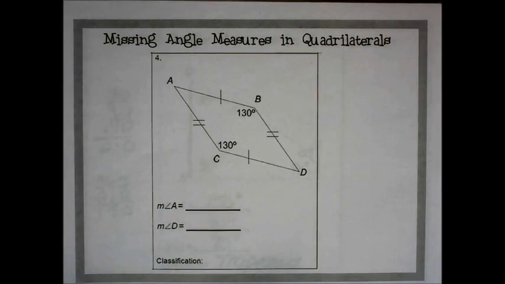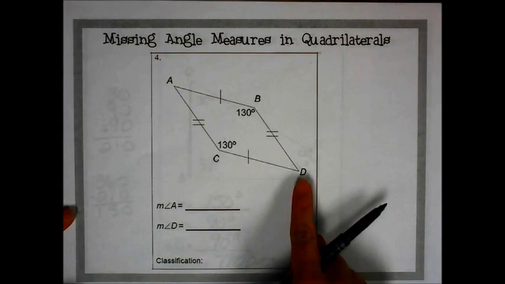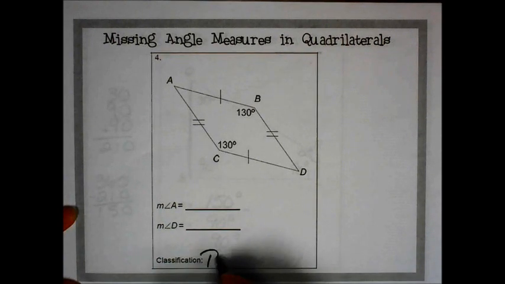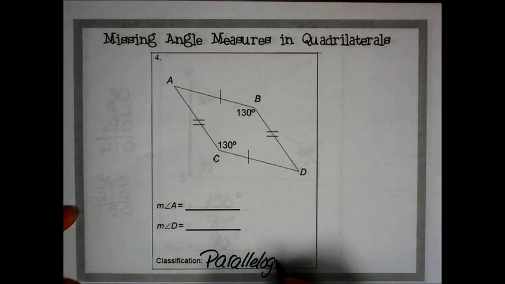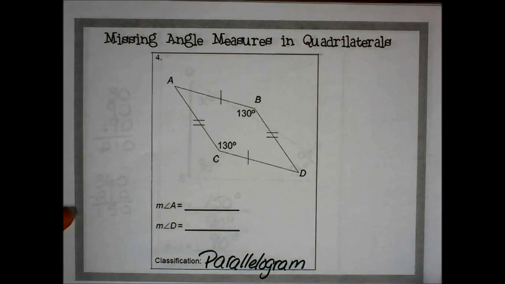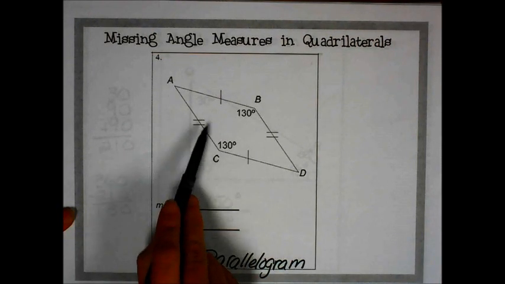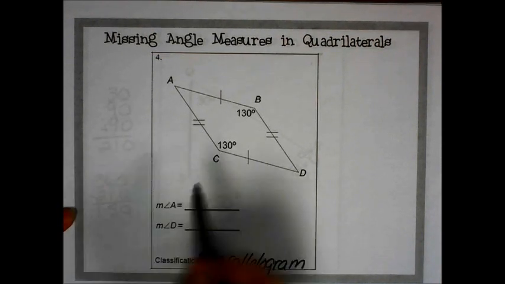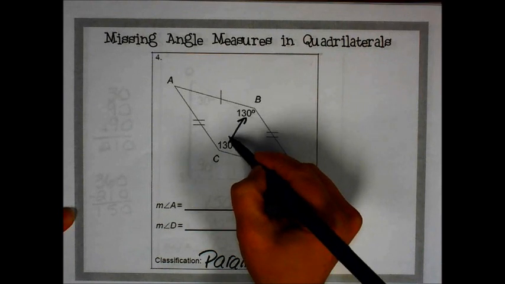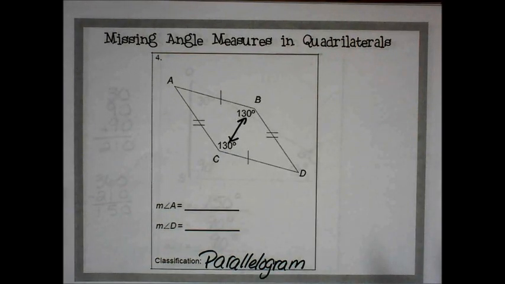Let's look at question number 4. Let's start by classifying it. I recognize this shape as being a parallelogram. Let's think about what we know about a parallelogram. We know that opposite sides are parallel and equal, and we also know that opposite angles are also equal.